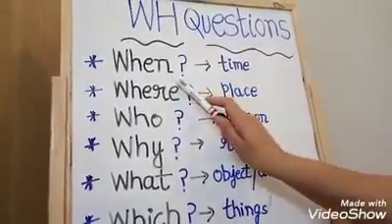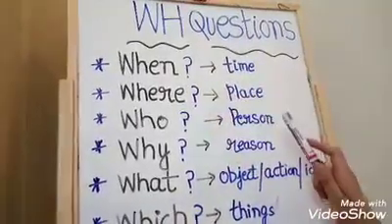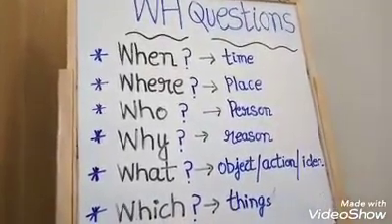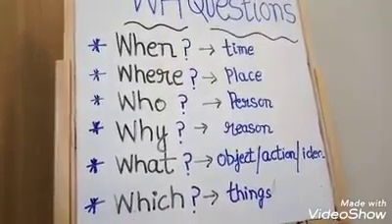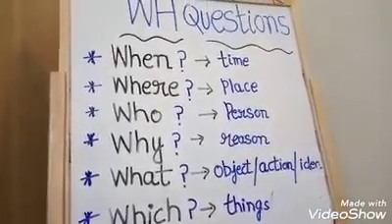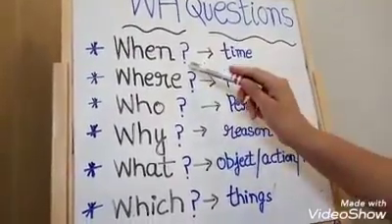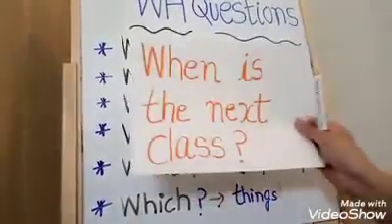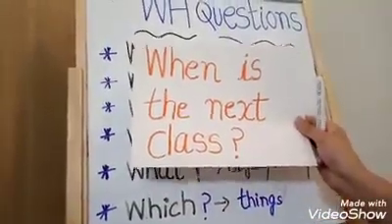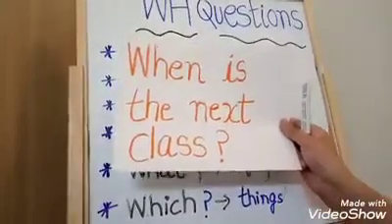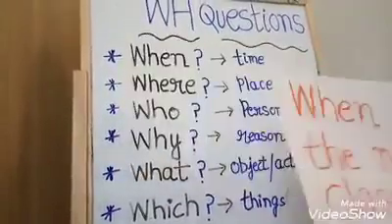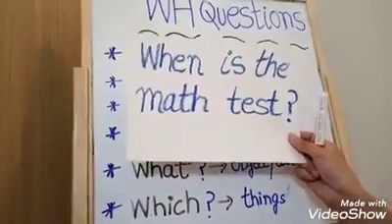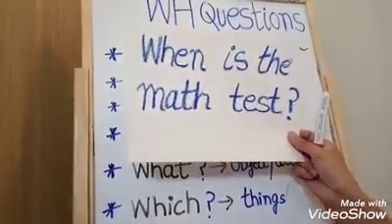The question when is used when we want to know the time of a particular event. So whenever you want to know the time of a particular thing or when it has occurred, we always use the question when. For example, we may say, when is the next class? So the answer may be after half an hour. Or you may ask a question, when is the math test? So the answer could be, it is on next Friday.